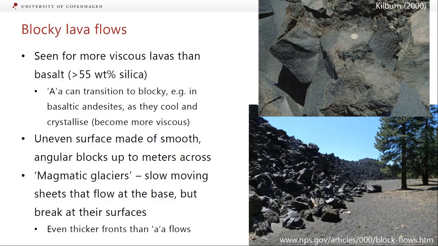And these are described as being like a magmatic glacier. They're slow-moving sheets, flowing at the base, but at the surface where they're cool, they're continually breaking up and pushing this rubble along. So you can see quite a steep, thick front, steeper and thicker than an RR flow because we're getting more viscous. And if we have an RR flow that cools or crystallizes enough and becomes more viscous, it can transition into a blocky lava flow. So in something like a basaltic andesite, we can start off with an RR flow and end up with a blocky flow.